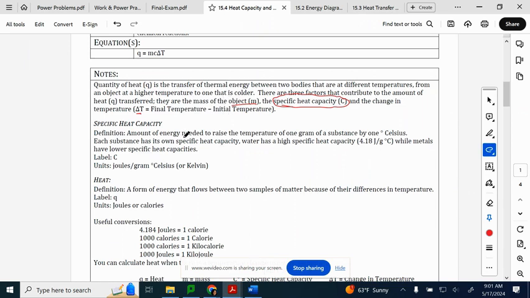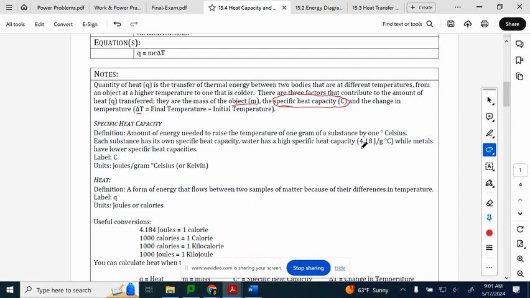Now, this specific heat capacity is defined as the amount of energy needed to raise the temperature of 1 gram of substance by 1 degree Celsius. So these are the units for that. Something with a high specific heat capacity is going to take a long time to heat up and a long time to cool down compared to things with low specific heat capacities.